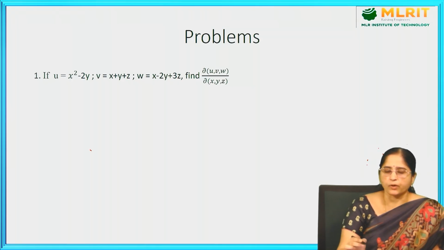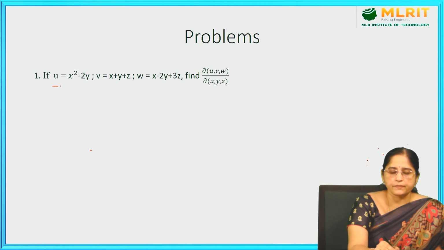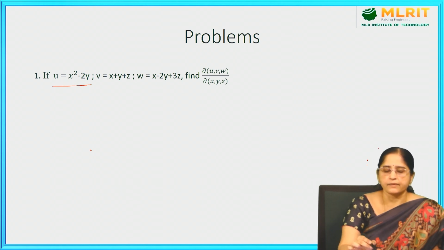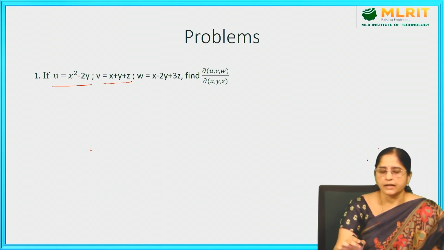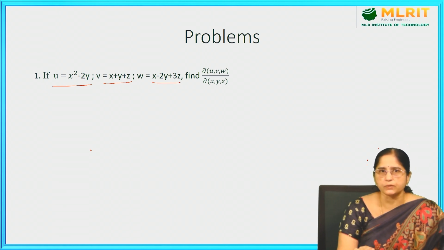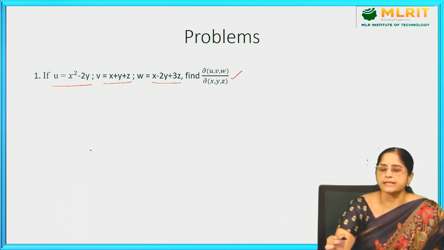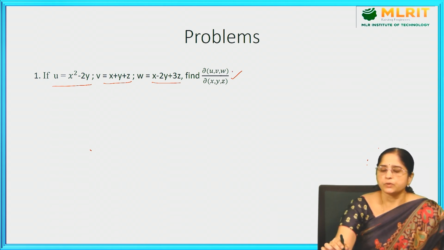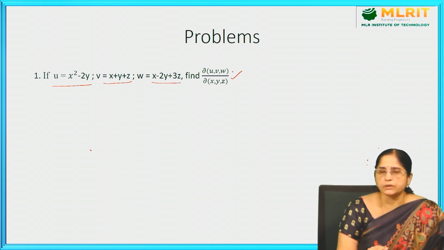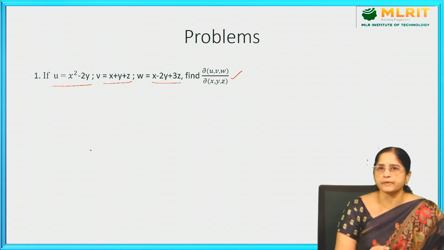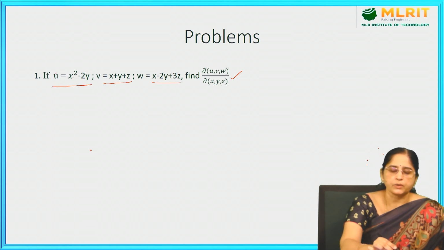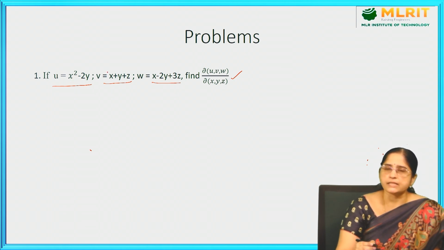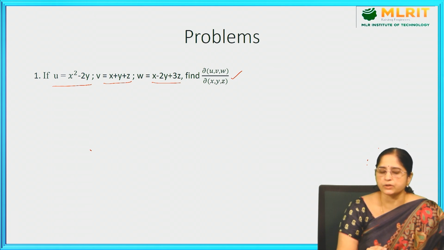So we can see the problem related to the Jacobian. If u is x square minus 2y, v is x plus y plus z, and w equal to x minus 2y plus 3z, we can see how to find the Jacobian of u, v, w with respect to x, y, z. First, u, v, w must be functions of x, y, z. We have to check that one. u is a function of x, y, v is a function of x, y, z, w is a function of x, y, z. So we can directly calculate the Jacobian.